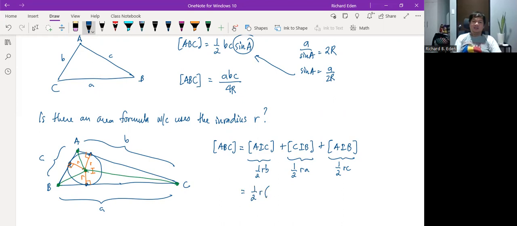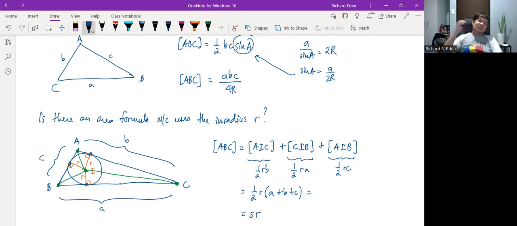Okay, RB. So we can factor out 1/2 R. What do we get? A plus B plus C. It's 1/2 of the in radius times the perimeter. And what's 1/2 of the perimeter? It's the semi-perimeter. SR.